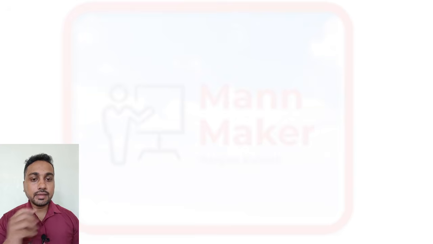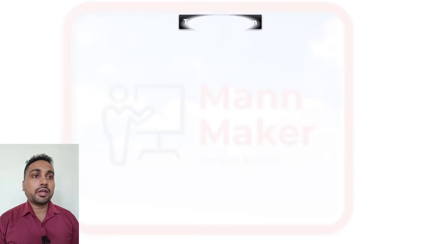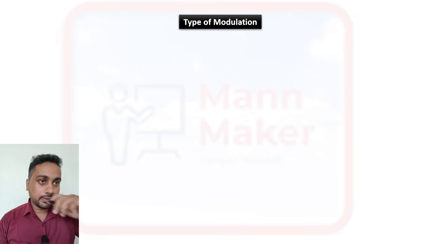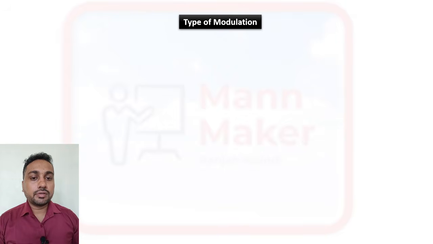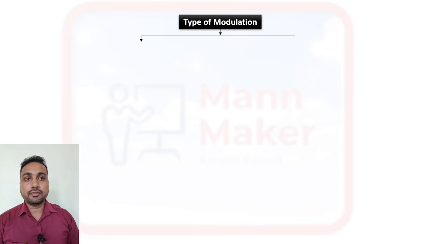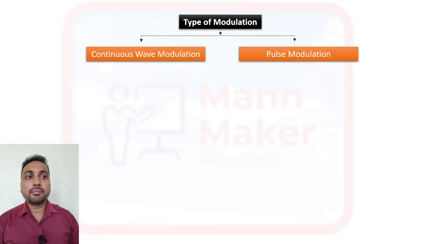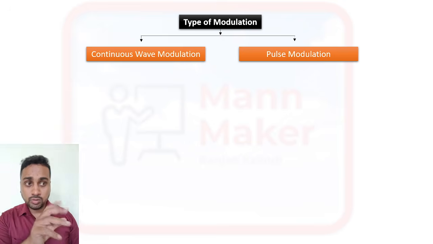Now, if we talk about the types of modulation, we have different types of modulation by which we are transmitting our information from one place to another. We have two types of modulation. First is continuous wave modulation, or we can say analog modulation. And we have pulse modulation, or digital pulse modulation, you can say.